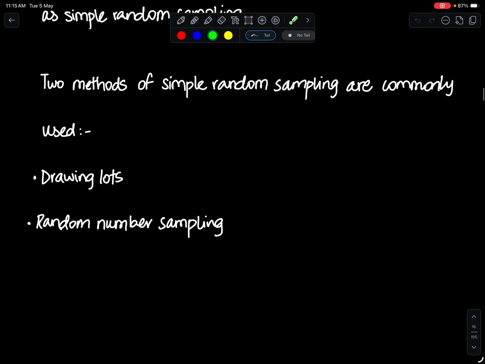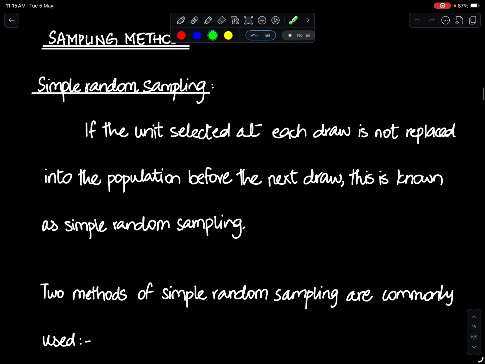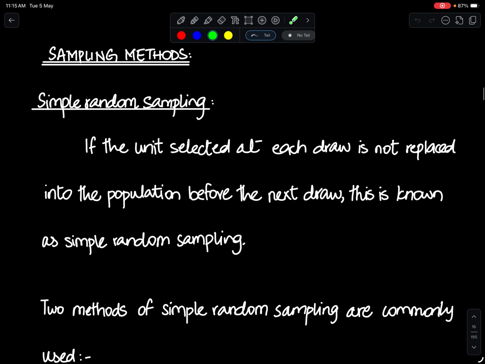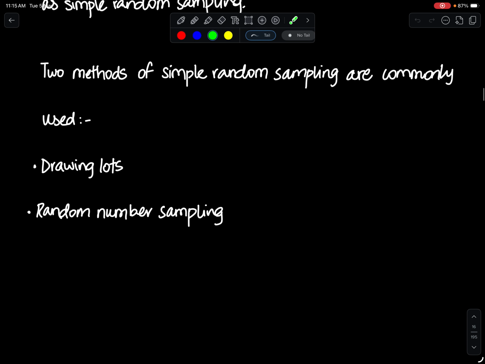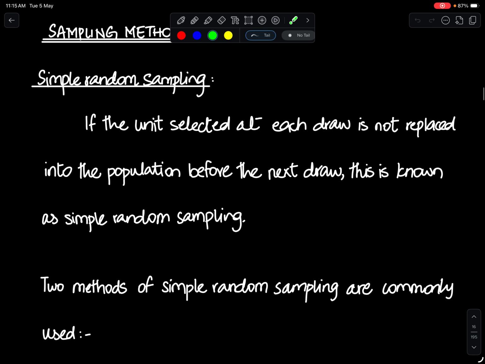Okay, sampling methods. Simple random sampling. This is the theory part. Simple random sampling means sampling without replacement. If the unit selected at each draw is not replaced into the population before the next draw, this is known as simple random sampling. And there are two methods: drawing lots and random number sampling. In this method every element has an equal chance of being selected.